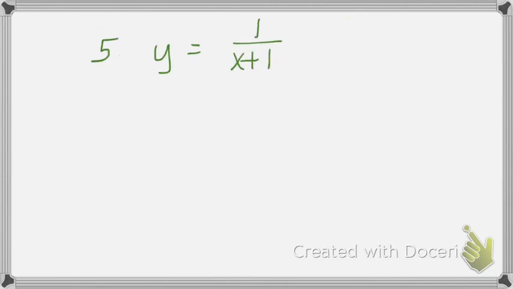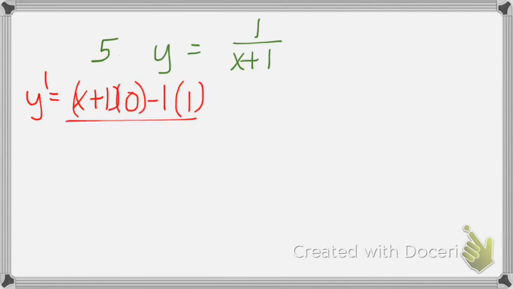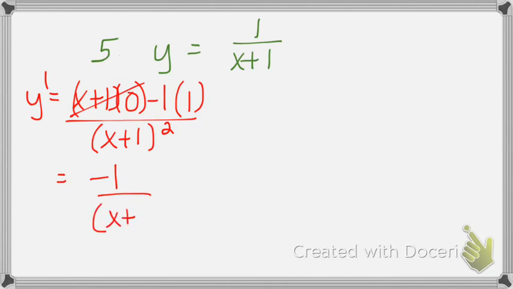Okay, this one looks pretty simple. It doesn't even look like it involves the chain rule, but you can do it with the chain rule. You can do this problem with a quotient rule if you would prefer. Out to the side, I'll do that real quick. Bottom times the derivative of the top minus top times the derivative of the bottom over the bottom squared. This is 0, so you just get negative 1 over x plus 1 squared. That's if you use a quotient rule, and you can do it that way.